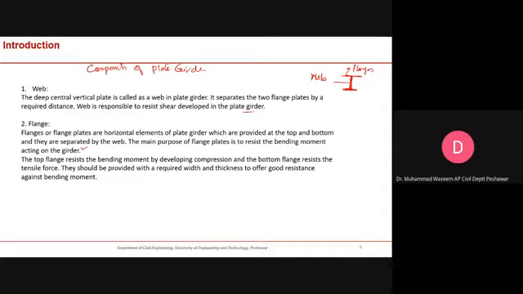So the top flange resists the bending moment by development of compression. We know that when we have this type of beam with a load on the top, we will have compression at the top and tension at the bottom. So the bottom flange will be in tension and the top flange will be in compression. We are taking this example as a simply supported girder, okay.